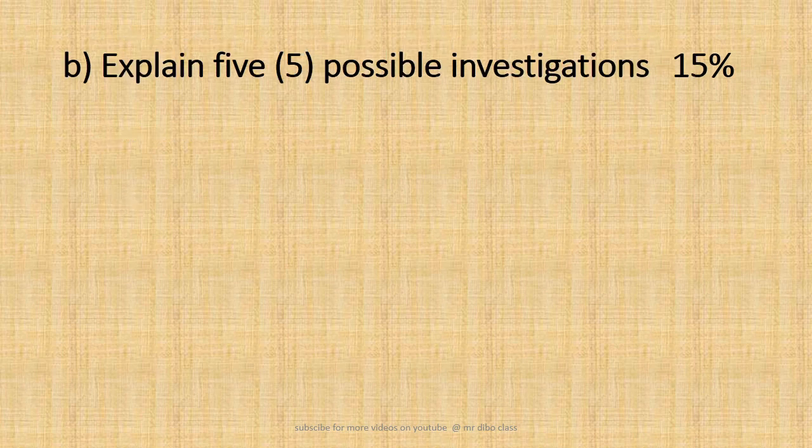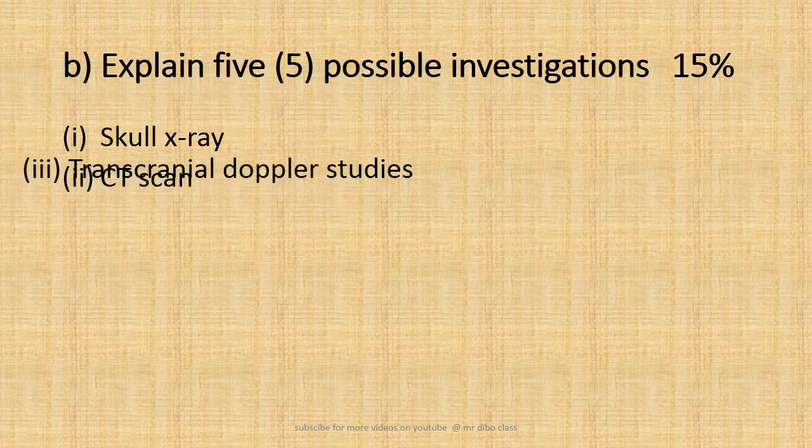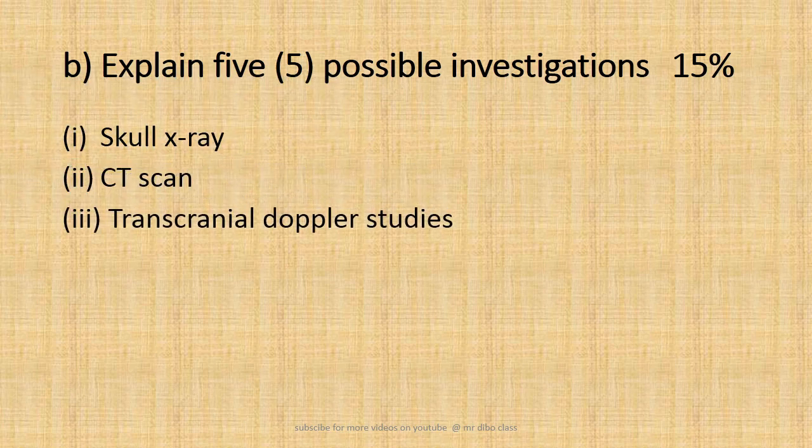Then part B, they are saying explain 5 possible investigations which can be done. So the first one is skull X-ray, which is routinely ordered on any patient with craniocerebral trauma, and is also done to rule out skull fracture. Then you move to CT scan. So CT scan is also done to determine craniocerebral trauma or injuries.